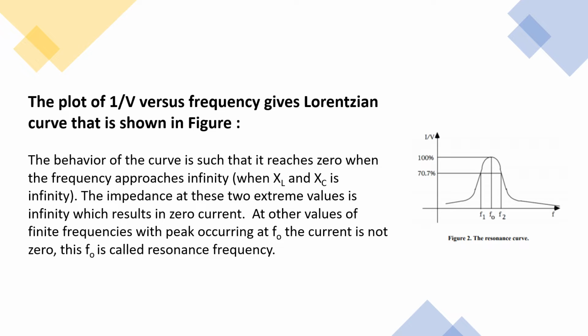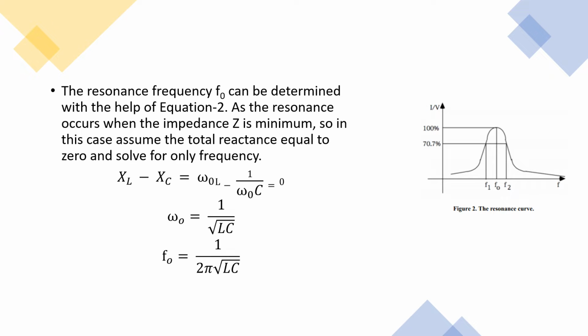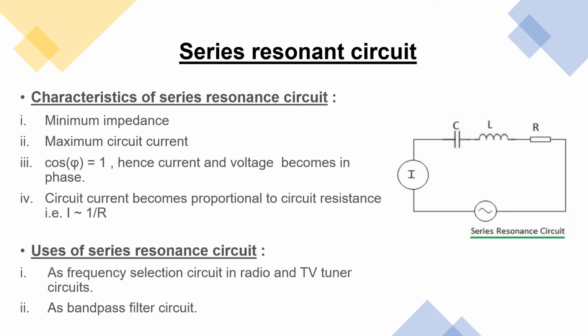Here we plotted the graph of 1 upon V versus frequency, which gives Lorentzian curve. The peak of this graph occurs at resonant frequency, which is equal to 1 upon 2 pi into root LC.